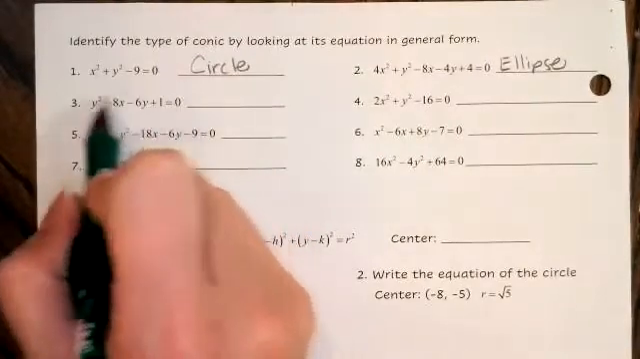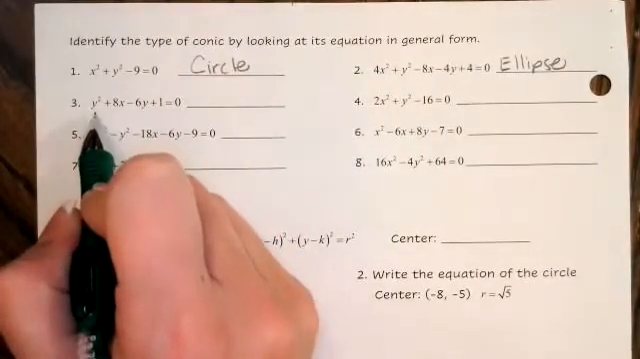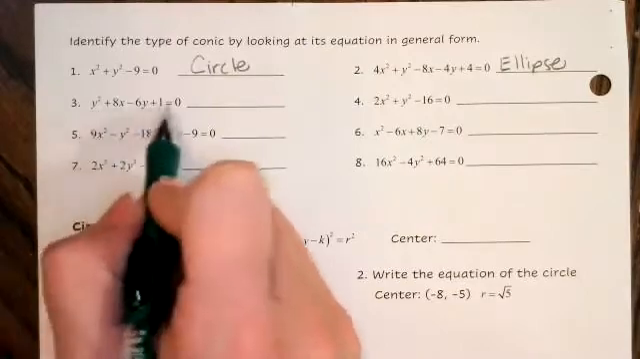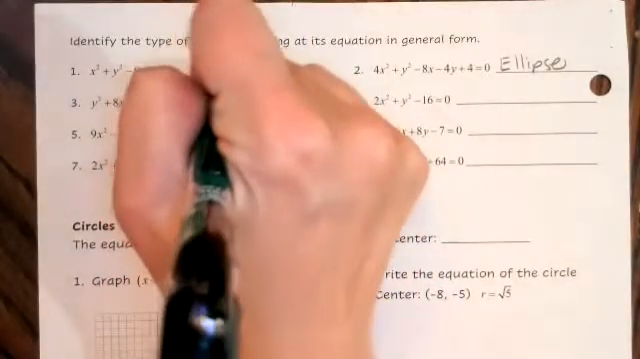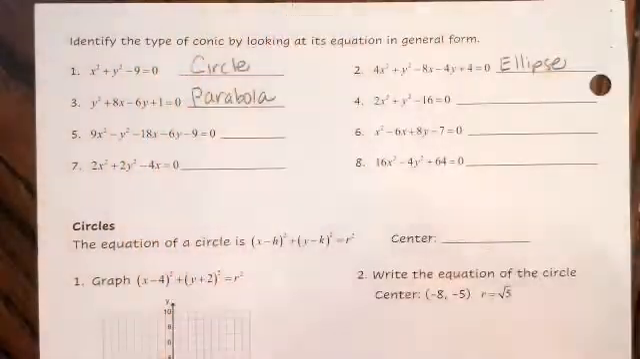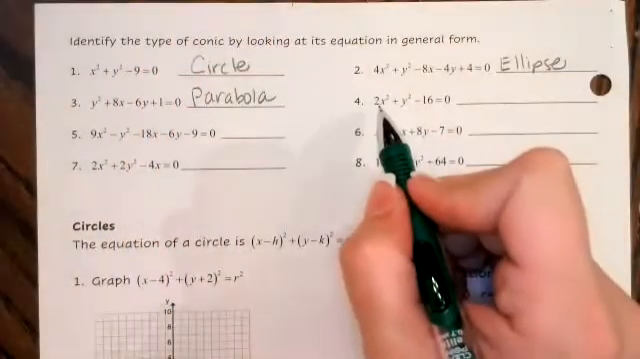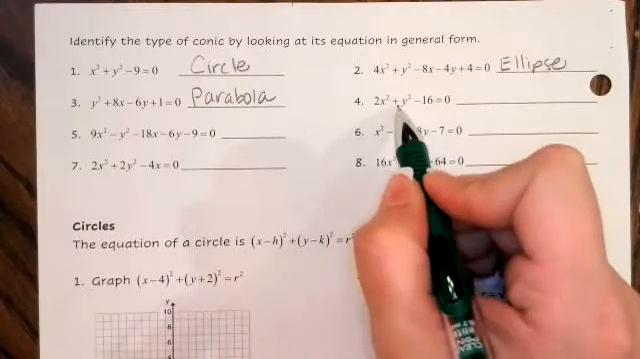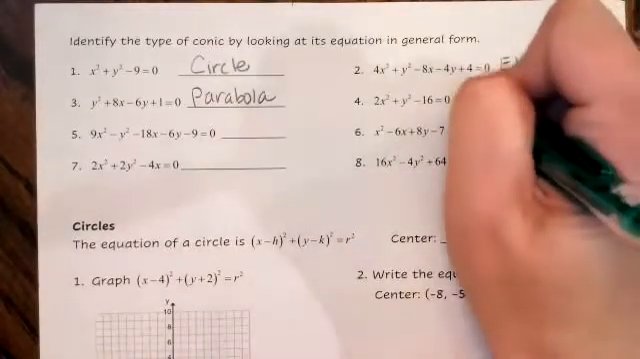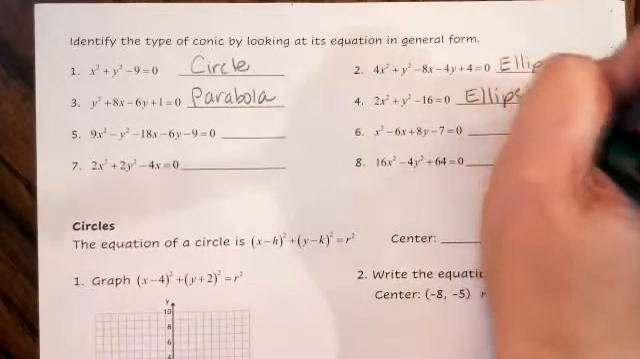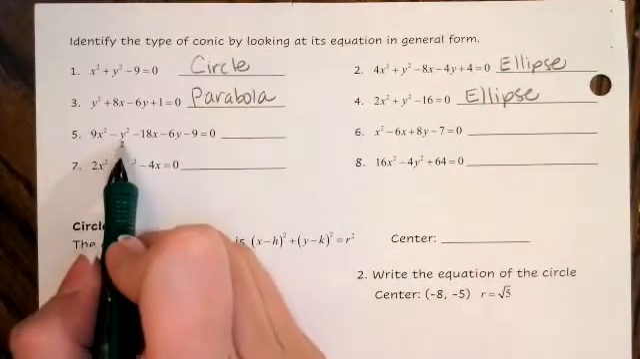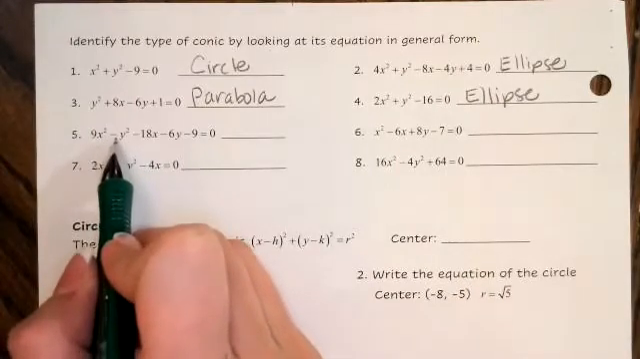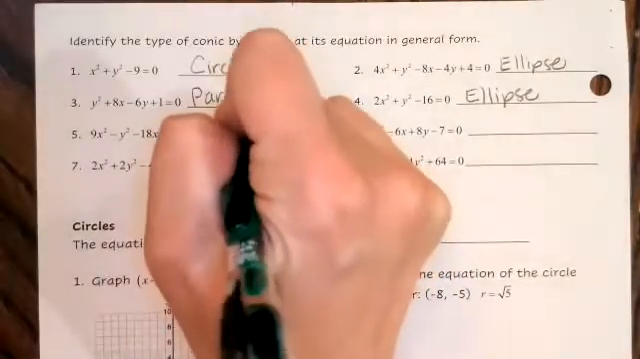On this next equation, I ask myself, is either x squared or y squared missing? Yes, in this case, there's no x squared. So this is a parabola. On our next one here, we've got an x squared and y squared. They're both positive and different coefficients. So that is an ellipse. Here we have a 9x squared and a negative y squared. We've got both the x squared and the y squared, but one of them is negative. So that's a hyperbola.